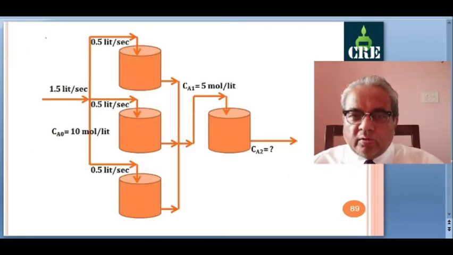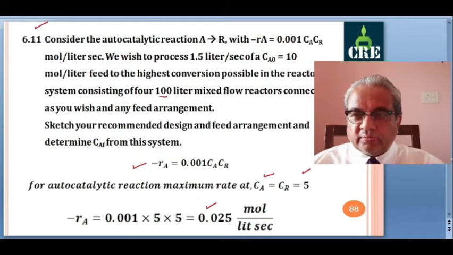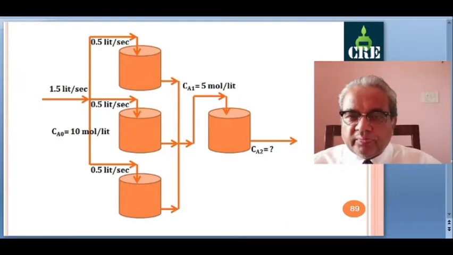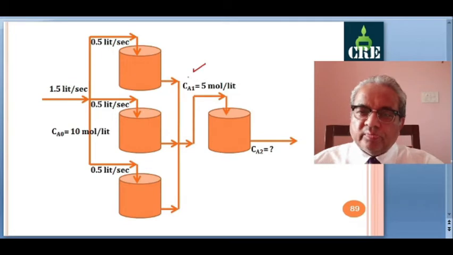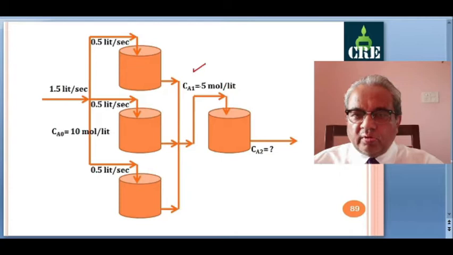So we have 4 reactors, total 4 reactors of 100 liters volume. So 4 MFR we are having. So what we suggest is Ca1 is equal to 5 moles per liter, that is what we are getting maximum. We want this maximum rate, so it will be giving you Ca1 is equal to 5 and Cr1 also will be equal to 5. So what we do, we use these 3 mixed flow reactors.